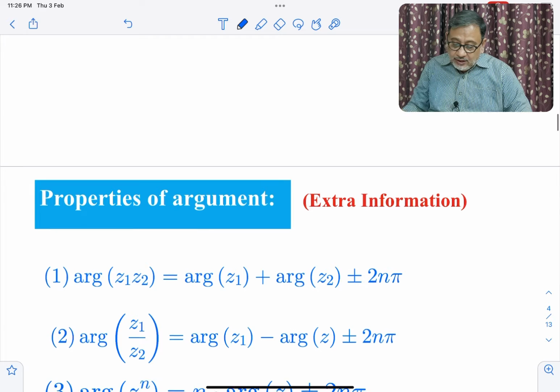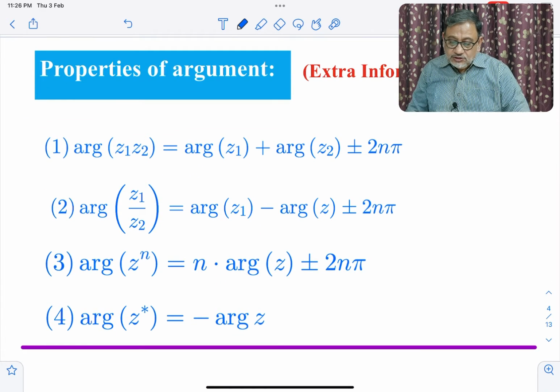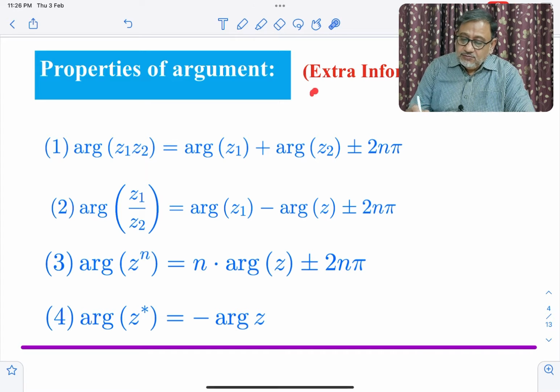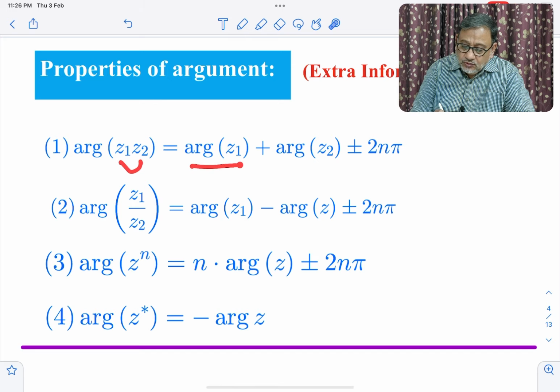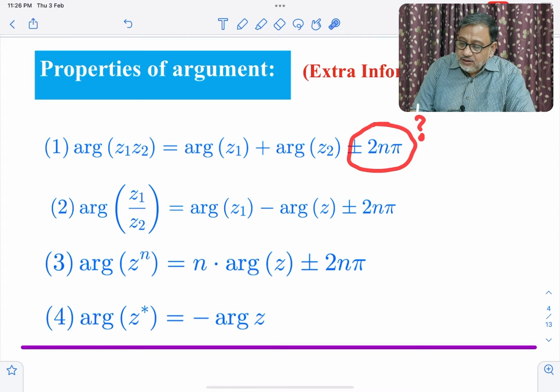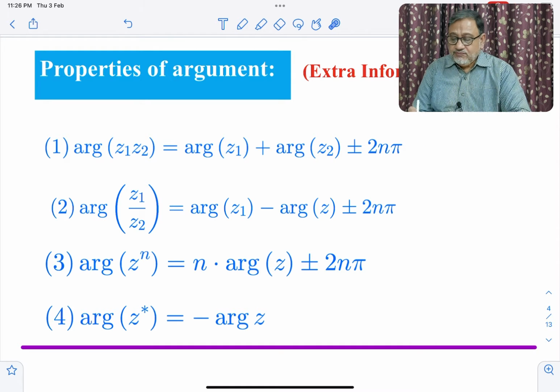Then I am going to the properties now, though it is not in your IB syllabus. The properties of the argument are not there, but I am writing them for your extra information. These properties say argument of Z1 into Z2 is equal to argument of Z1 plus argument of Z2, plus minus 2n pi. What is the use of plus minus 2n pi? If your angle is more than 180, then you can adjust it, adding or subtracting even multiples of pi.